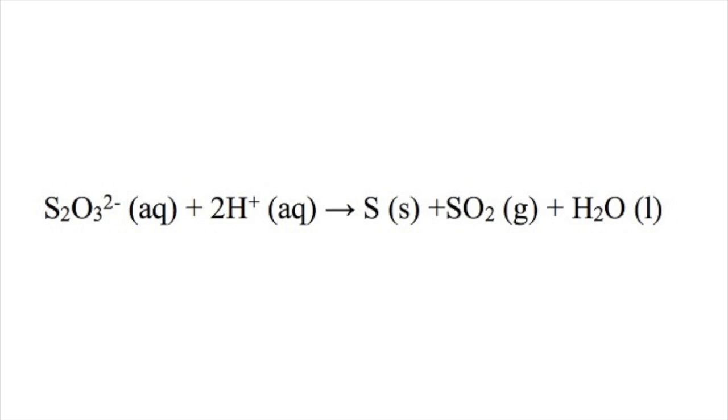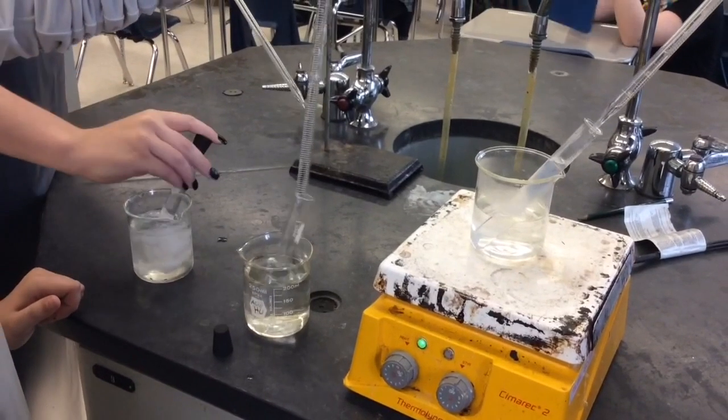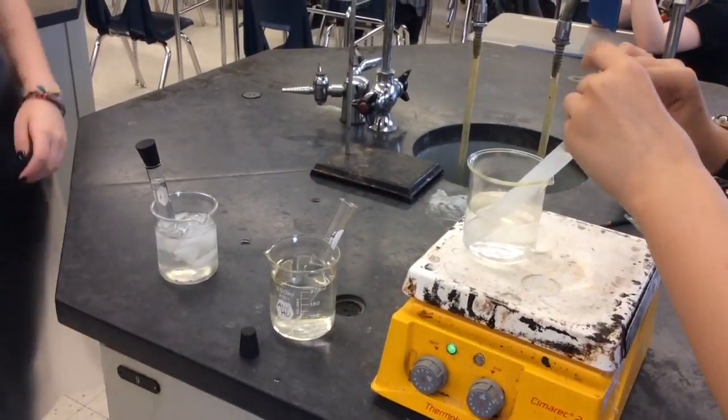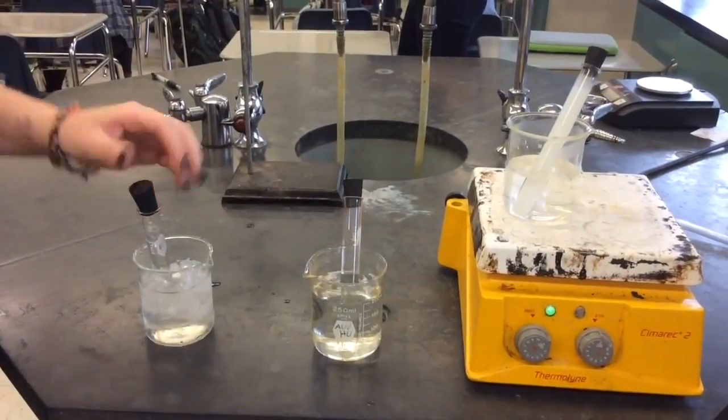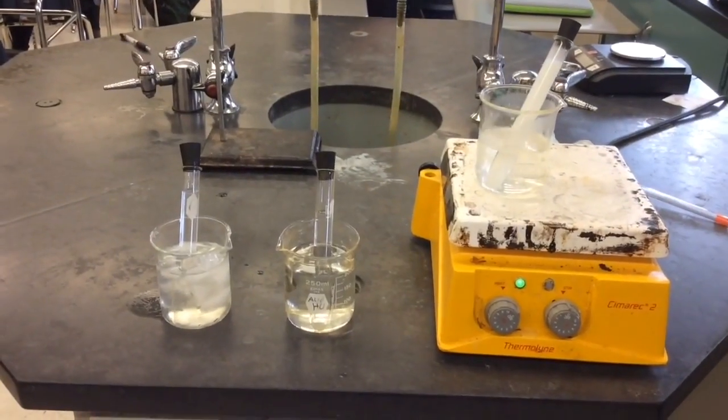When combined, they produce water, sulfur dioxide, and solid sulfur. The solid sulfur is what gives the solution a cloudy appearance. There is a cloudier appearance within the test tubes when more product is created.